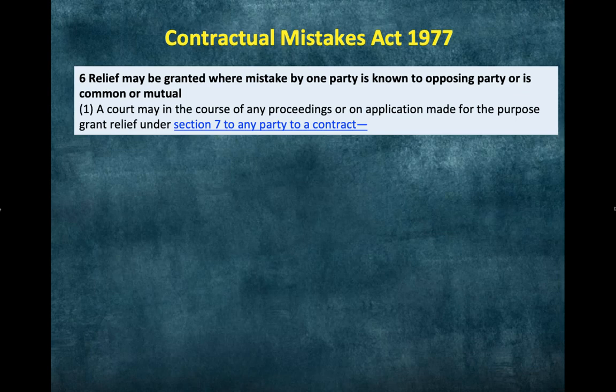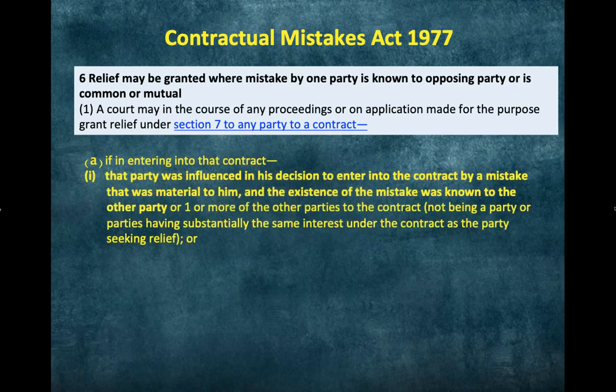A court may, in the course of any proceedings or on an application made for the purpose, grant relief under Section 7 to any party to a contract. A. If entering into that contract, the party was influenced in his decision to enter into the contract by a mistake that was material to him, and the existence of the mistake was known to the other party or one or more of the other parties to the contract, not being a party or parties having substantially the same interest under the contract as the party seeking relief.